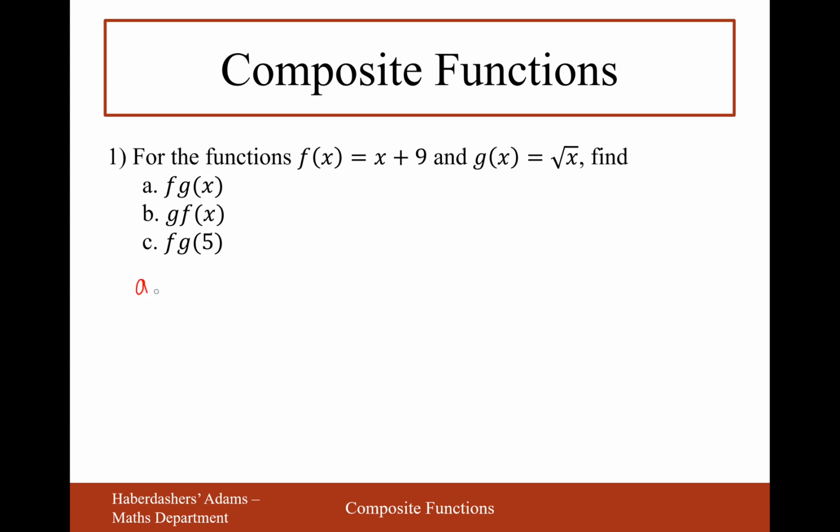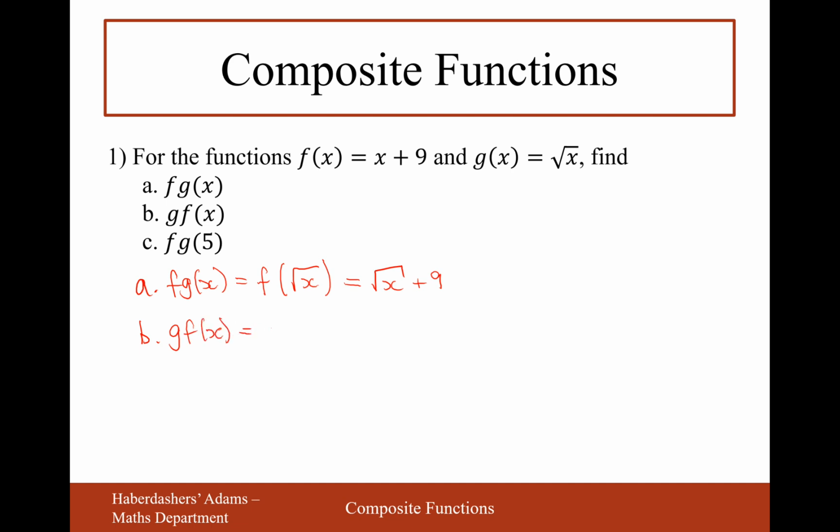Okay, so the answer to part A is fg of x, and let's write down our working line. So it's going to be f of the g function, which is the square root of x. And then I'm going to put this algebra into the f function. So it's going to be the square root of x plus 9. Moving on to part B, gf of x.